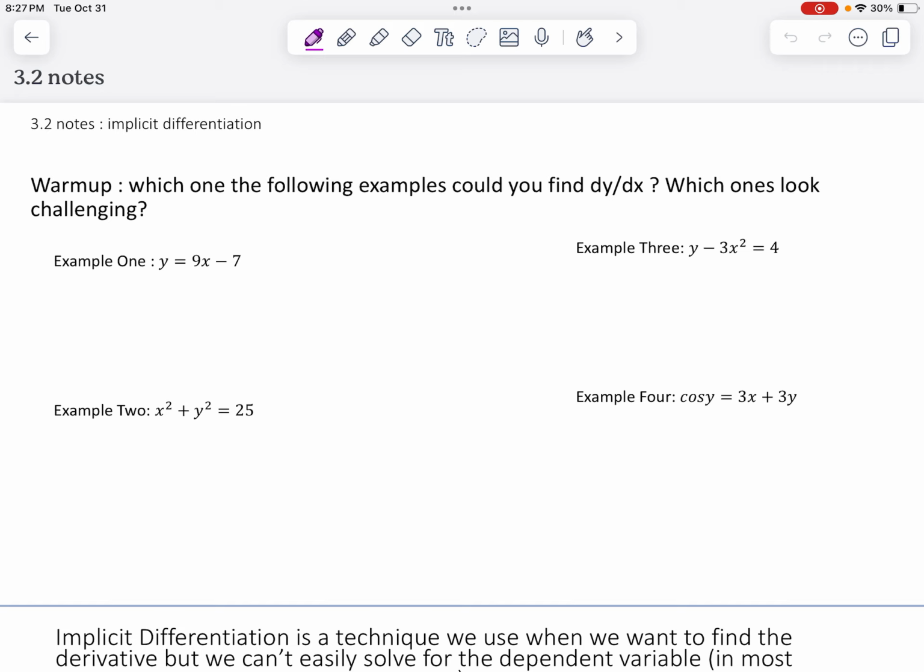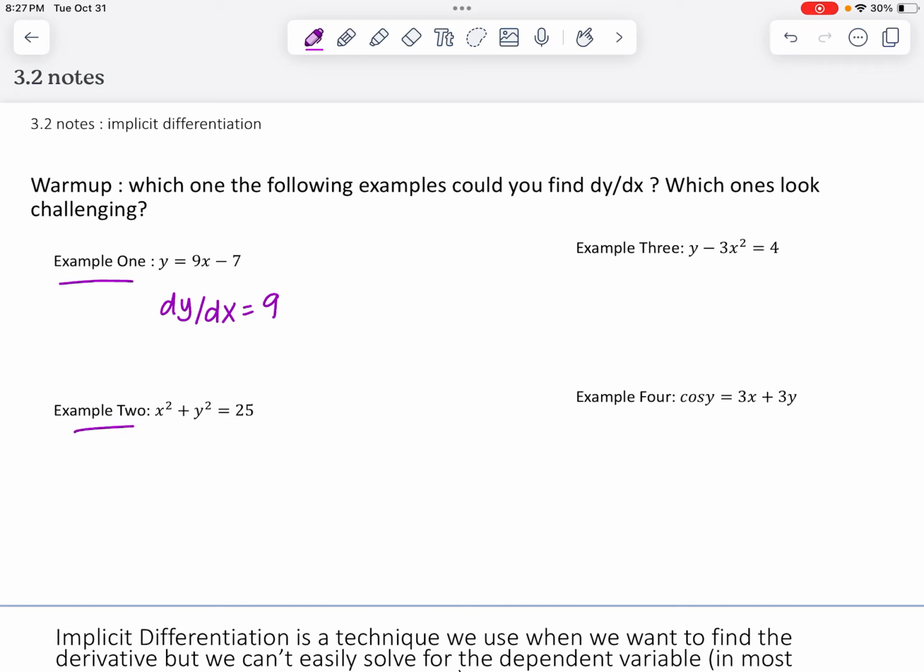So anytime we've been asked to find the derivative, we have had y solved for. So on first glance, the only one that I know is going to be super easy to find the derivative is example 1. And we know that the derivative of y with respect to x is just 9. So looking back through some of these, well, example 2, y isn't solved for.